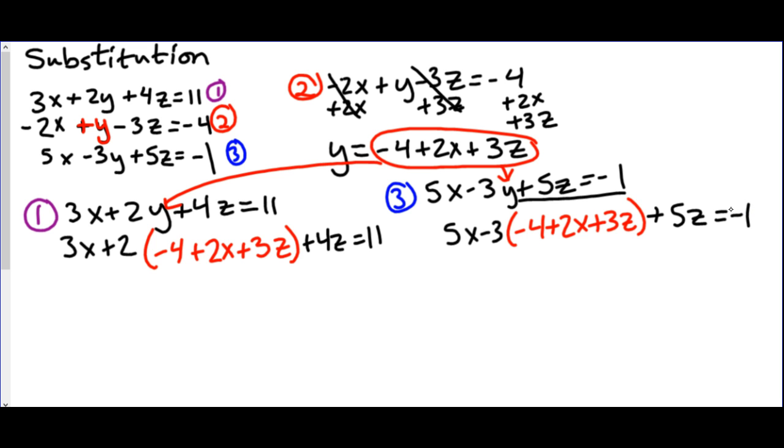So for both of these, I need to simplify as much as I can now. When you have parentheses, you must distribute first. So we only distribute the 2 because it's the only number touching that first parenthesis. So we have 3x minus 8. 2 times negative 4 is negative 8. 2 times 2x is 4x, and 2 times 3z is 6z, plus 4z equals 11.